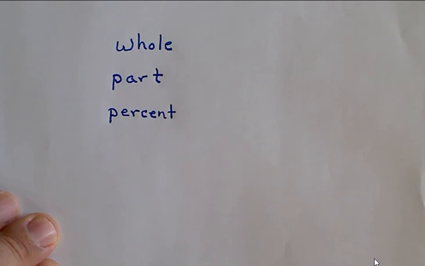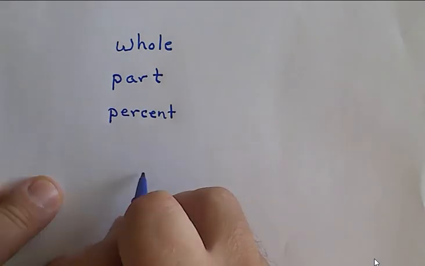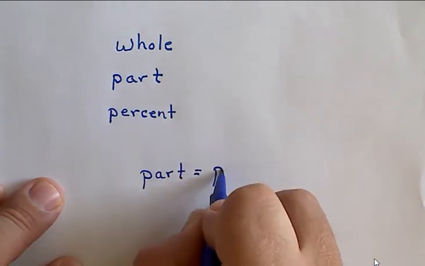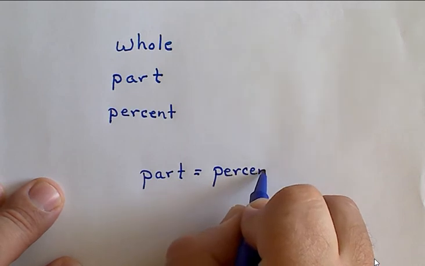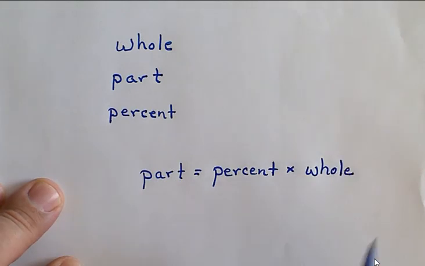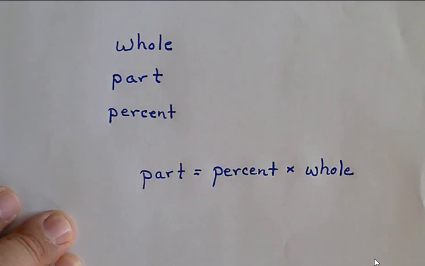Here's the relationship. The part, the piece, will always equal the percent times the whole or the total. Once you can label those three pieces, they're going to be in one of two orders. The equal sign and the part are either going to be on the left or on the right, but the percent and the whole always have to go together.